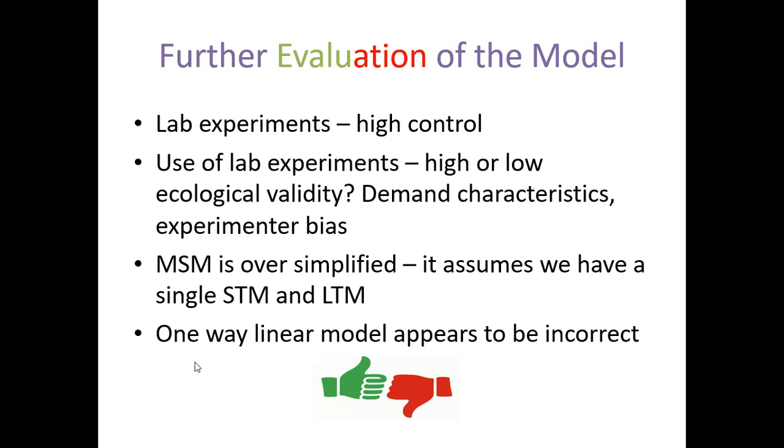When you're evaluating the multi-store model, you can also say it's based on lab experiments, so it has high control, but it has low ecological validity. It's oversimplified. It's an example of machine reductionism. It assumes that there's a single short-term memory and a single long-term memory. And it assumes that it's just one simple linear model where you've just got these three boxes and everything moves really neatly in one direction and the same thing happens for everyone. And that is not the case. Research has proved otherwise.